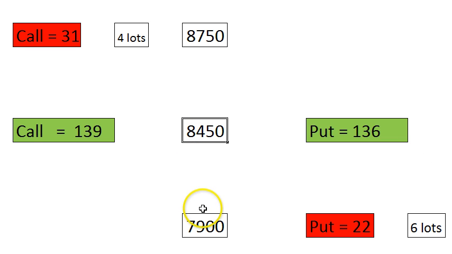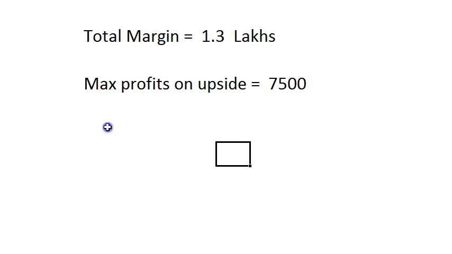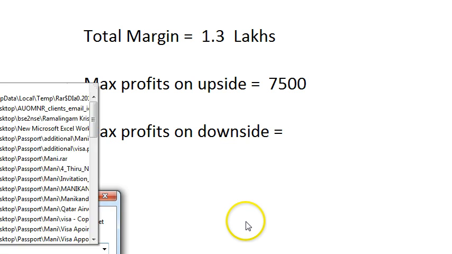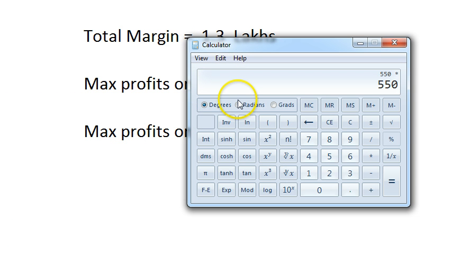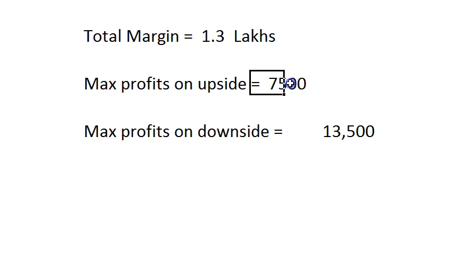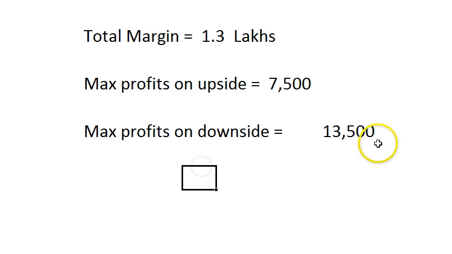And then on the downside, assuming it gets to 7900, the 8450 put should become 550 rupees. That's the max that you can make. Max profits on downside: 550 points multiplied by 25. Let me get the calculator quickly. By 25, you'd be in gains of approximately 13,500. It says 13,750, but I'm just going to round it to 13,500. 13,500 is approximately 10% returns on your capital.